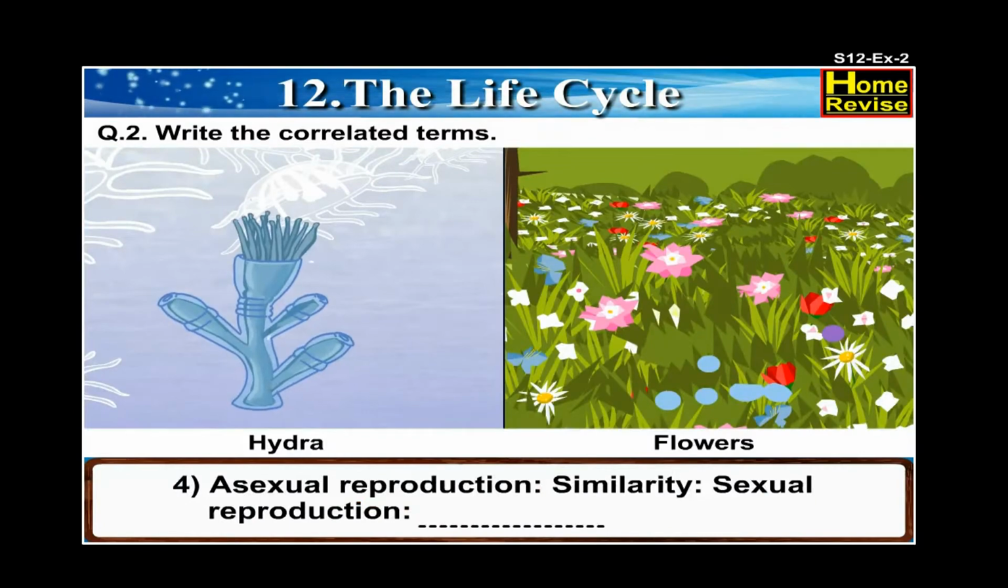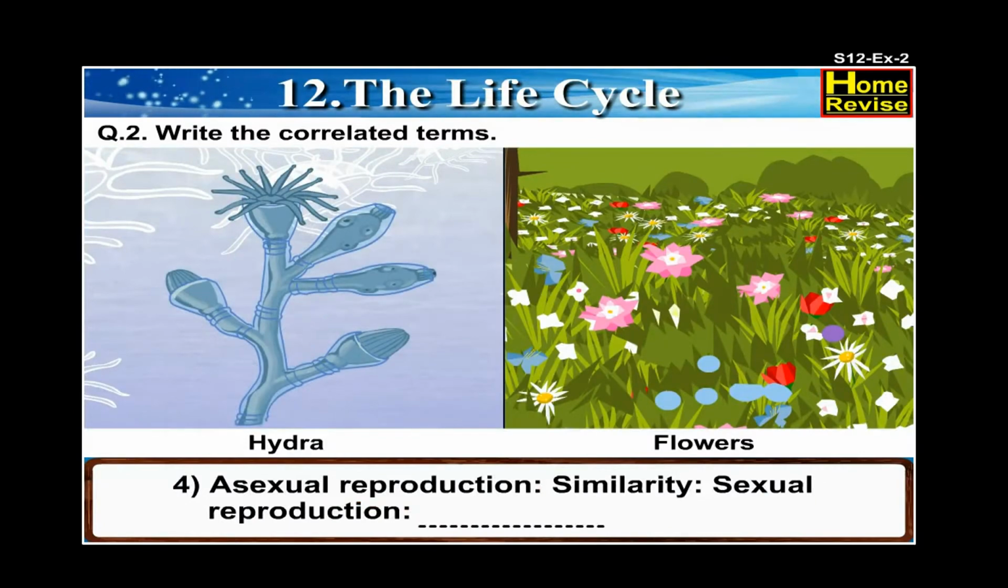4. Asexual reproduction results in similarity. Sexual reproduction results in dash. The answer is asexual reproduction results in similarity. Sexual reproduction results in variations.